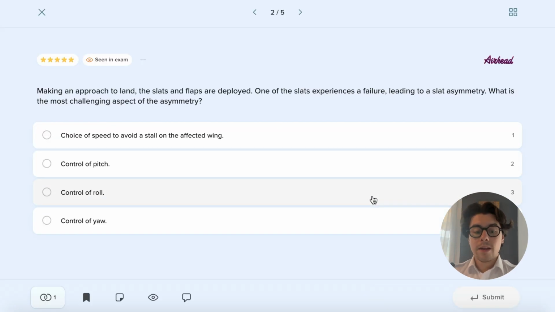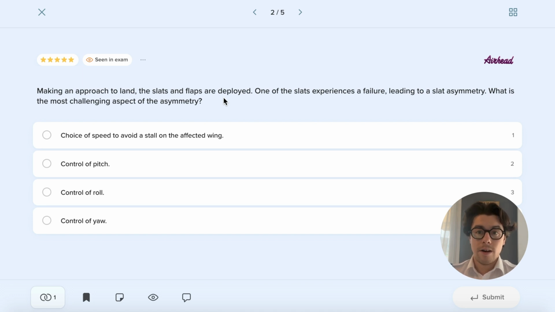Going into question number 2. Making an approach to land, the slats and flaps are deployed. One of the slats experiences a failure leading to a slat asymmetry. What is the most challenging aspect of the asymmetry? So in this question, the examiners are asking us about slat asymmetry. Of course, the two most common asymmetries will be flaps and slats.